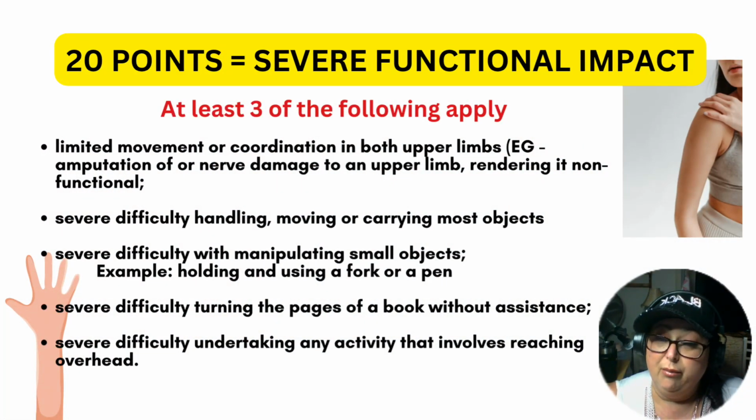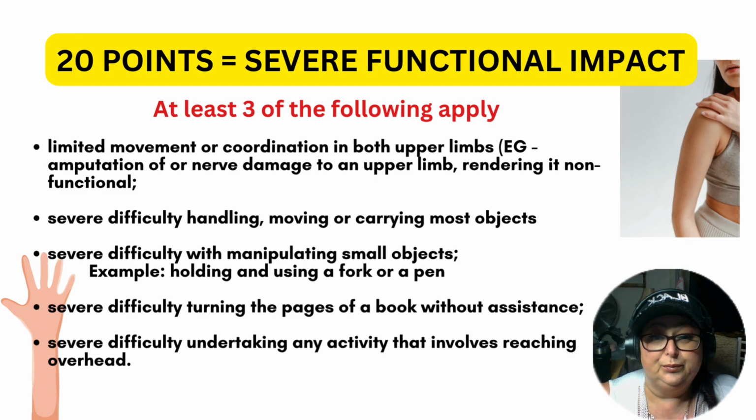To achieve your golden number of 20 points in this table means that you have a severe functional impact. So to achieve 20 points, you need at least 3 of the following: a limited movement or coordination in both upper limbs, a severe difficulty handling, moving, or carrying most objects, a severe difficulty with manipulating small objects like holding a pen or using a fork, a severe difficulty turning the pages of a book without assistance, or a severe difficulty undertaking any activity that involves reaching overhead.